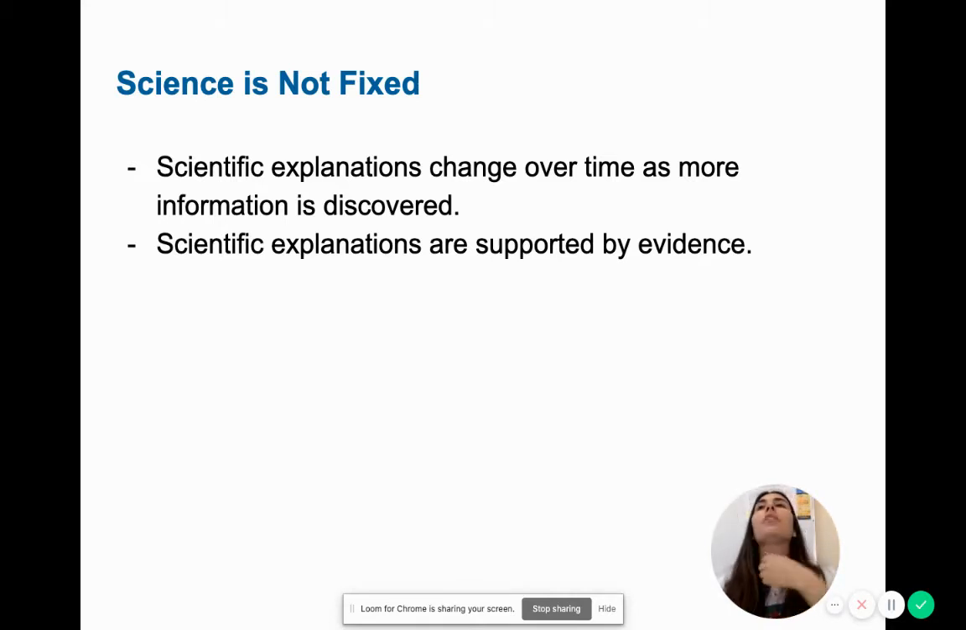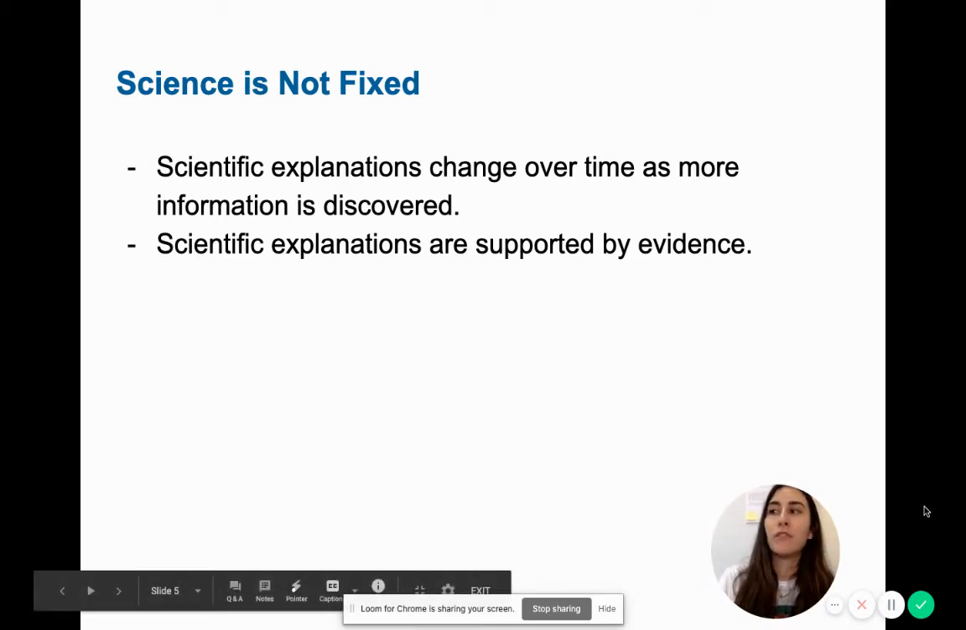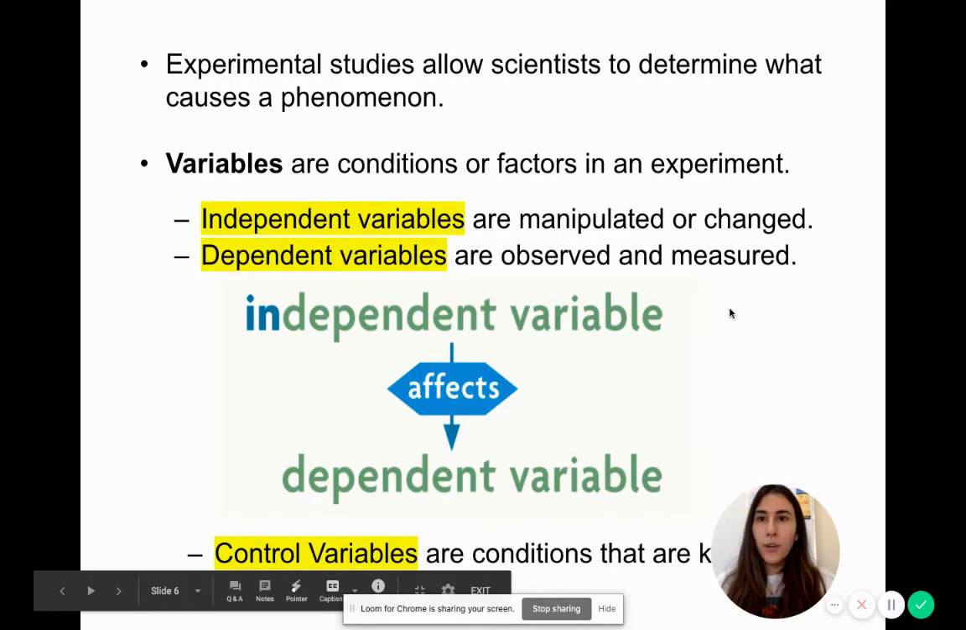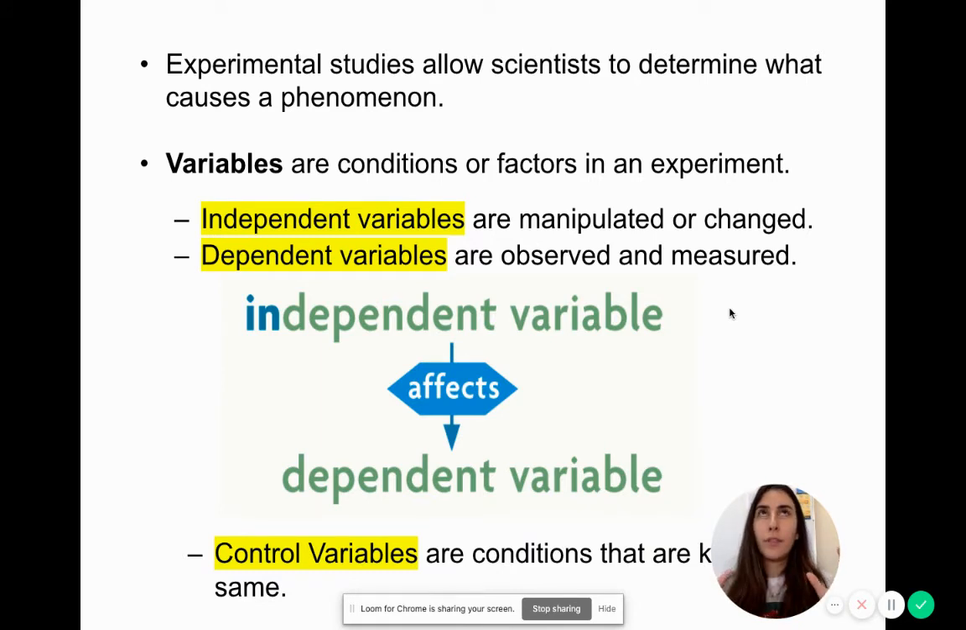A very good example of this is the theory of spontaneous generation. People used to believe that things kind of just came out of nowhere. Okay, so for example, whenever you would leave a piece of food out and it would start to rot or go bad, they used to think that the organisms that were making this piece of food go bad essentially just came out of nowhere.